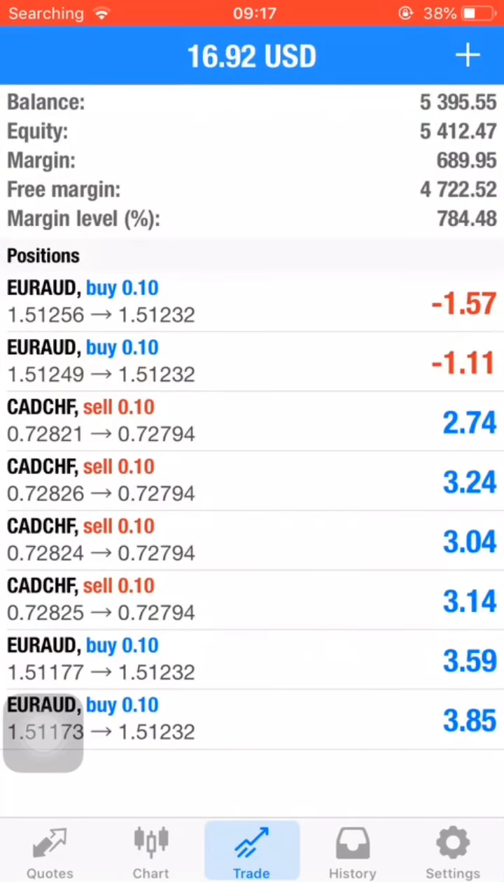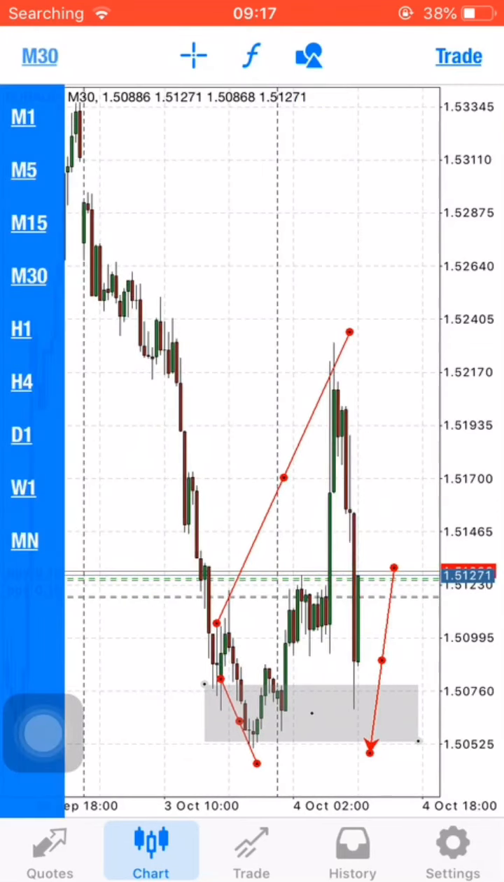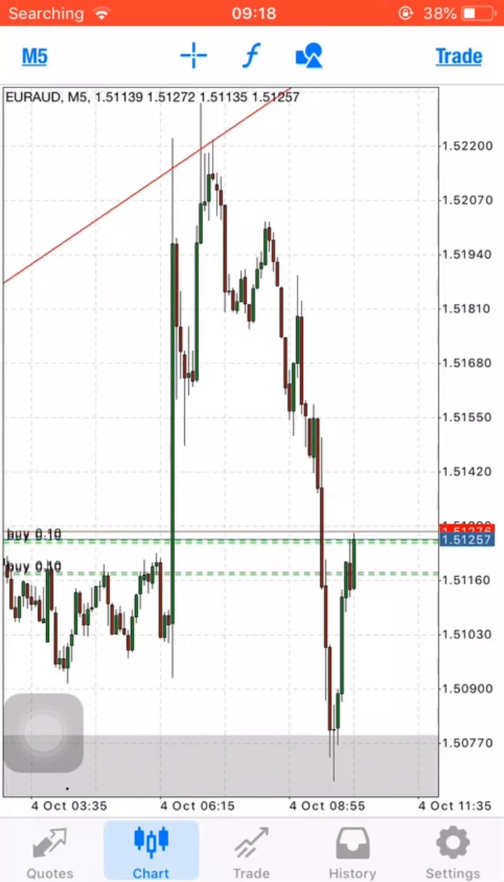Don't worry about the other positions, guys. I have some trades also running here. Don't worry about that. So you can see the market is just going, and let's see how it's going to play out, guys, and I'll just update you in a few minutes.